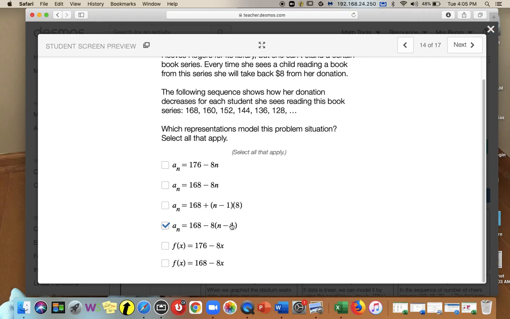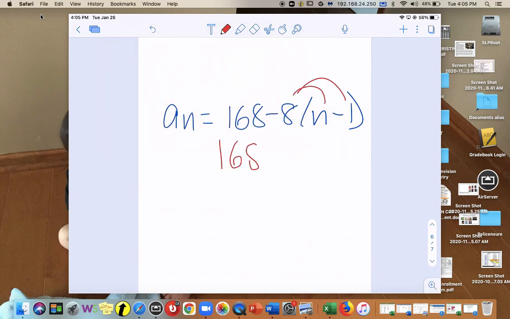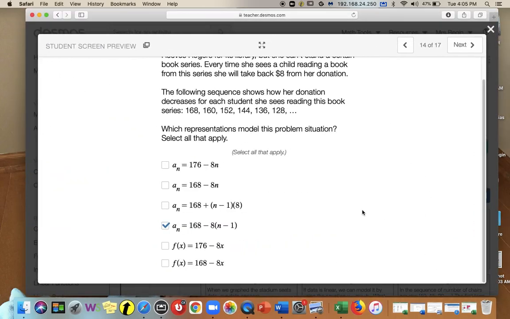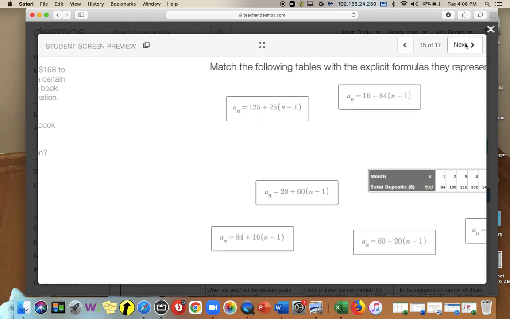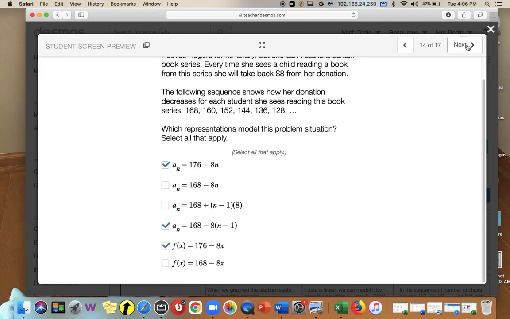We can distribute and combine like terms. All right, so I'm going to write that down and distribute. So we have A sub n equals 168 minus 8 times n minus 1. Okay, so let's distribute. So we have 168 minus 8n plus 8. We'll add, and we'll get 176 minus 8n. All right, so I'm looking for a y-intercept of 176, but we're going down 8 every time. So this one would work, and this one would also work. Oh, sorry, didn't give you a lot of time. Okay, so those are 3 that mean the same thing.